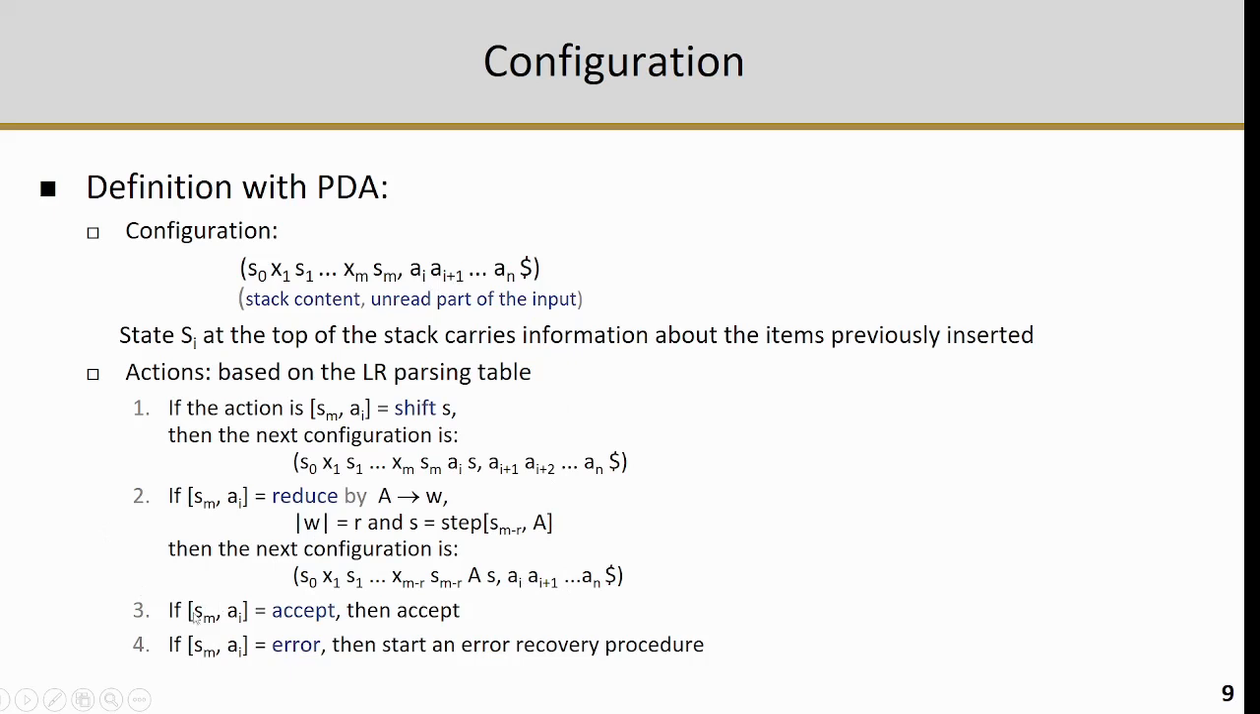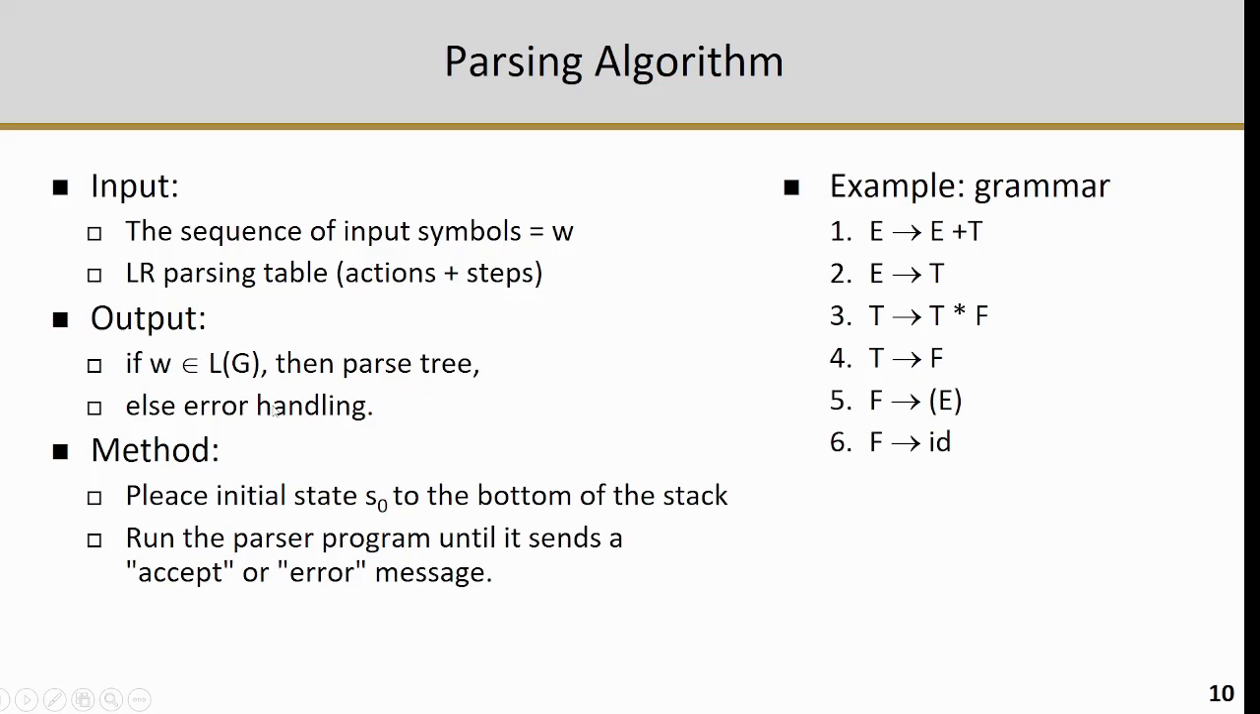And finally, if the action table at the actual position based on the actual state and the forthcoming input symbol contains an accept operation, then we are going to accept the whole input. If it contains an error, we are going to initiate an error recovery method. Okay.